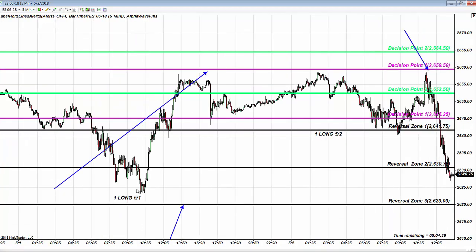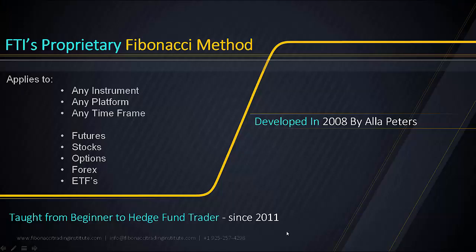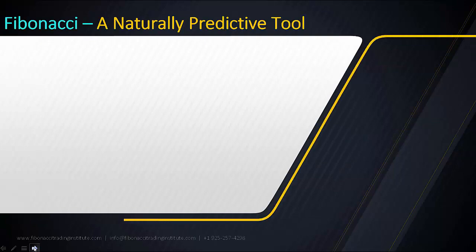Trend inception reversal zone is reached, bias is bullish. As had been on May 1st, as had been this morning, from here to here. Time and time again, exact same strategy, exact same formula I developed in 2008 and been teaching to traders from beginner to hedge fund trader since 2011. Traders trading any instruments they choose, on any account size, trading the method in US and globally.